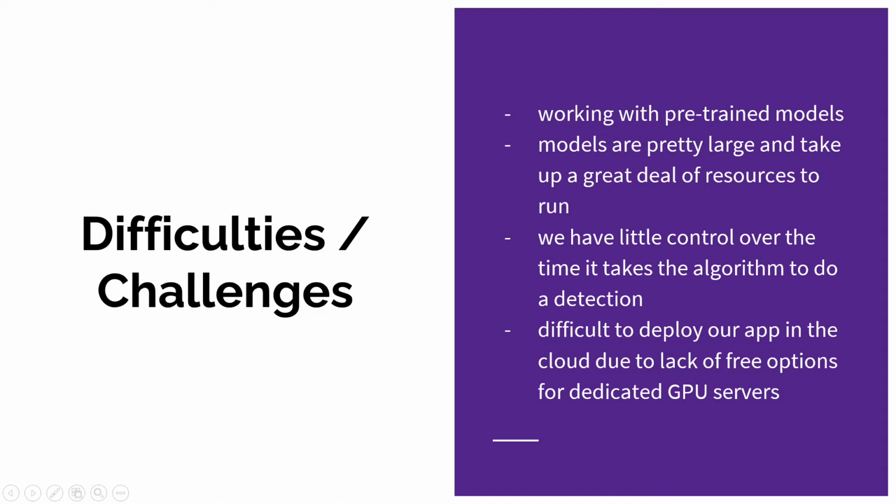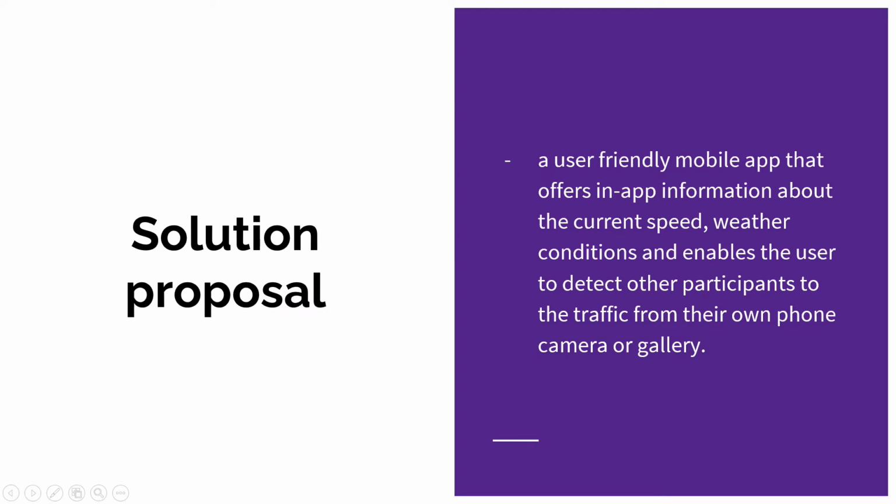Our application is a mobile application that is user-friendly and has a lot of helping features that could benefit the driver. It offers information about the current speed of the car, weather conditions, and the most important and helpful functionality is to detect other participants, such as pedestrians, cars, traffic lights from a photo, taken directly from the application or uploaded from the gallery.